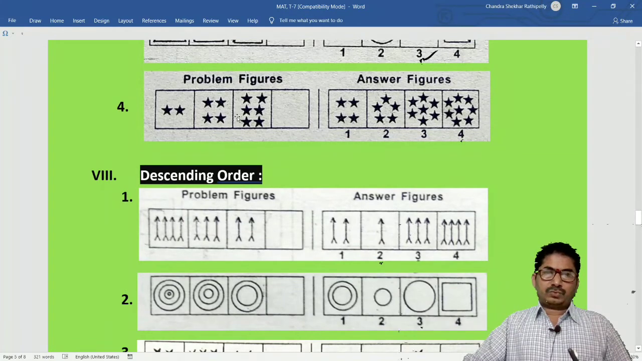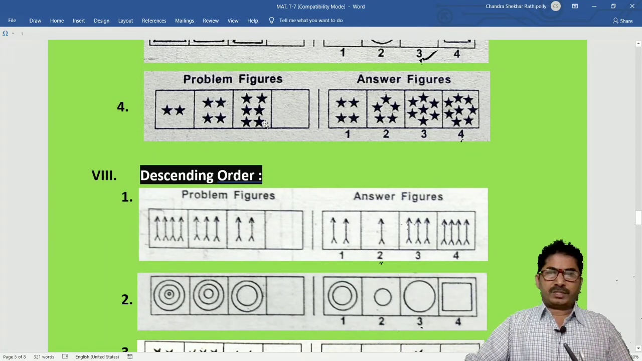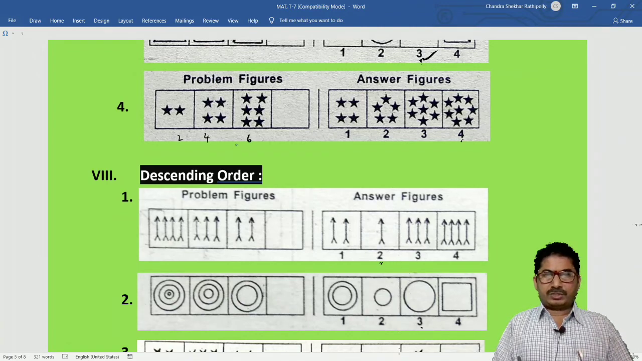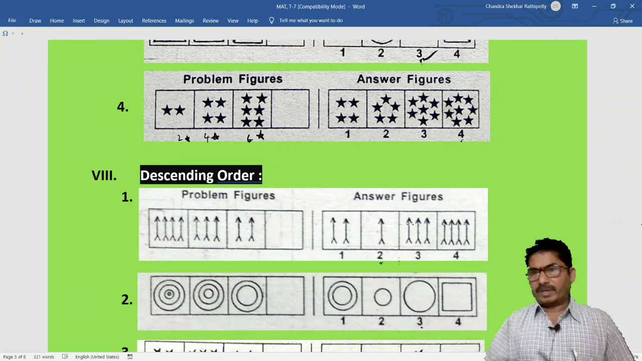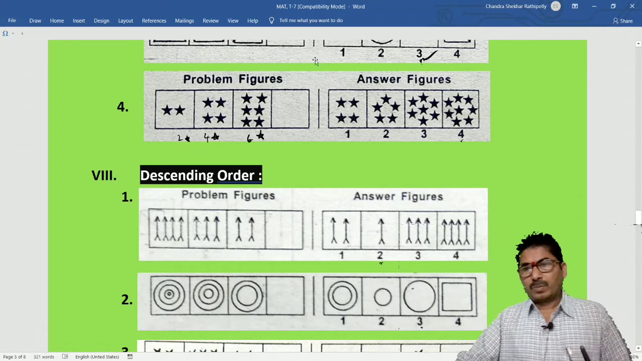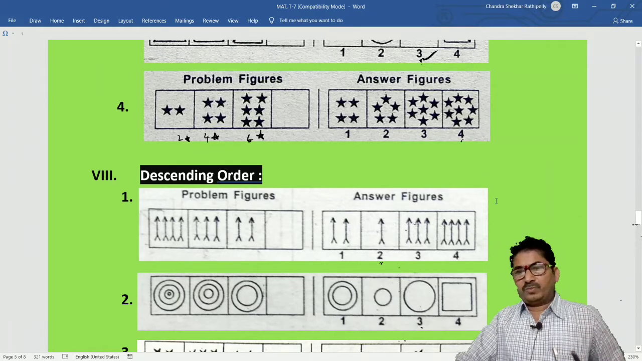Stars 2, 2, 4, 6. Next to 6, 8 will come. 2 stars, 4 stars, 6 stars. Next to 6 stars, 8 stars, 8 stars in figure 4.